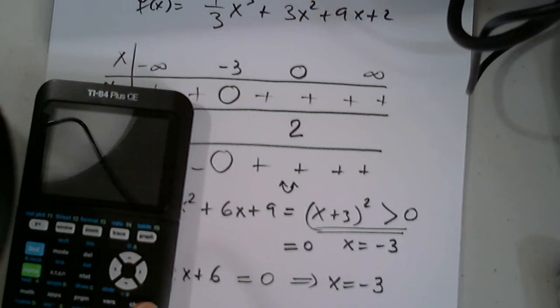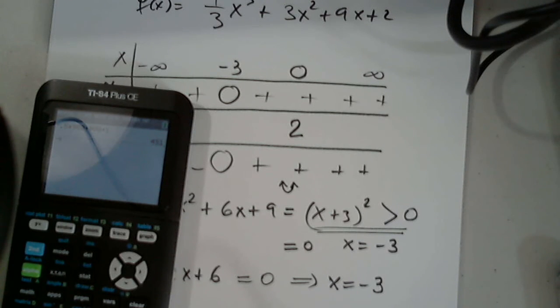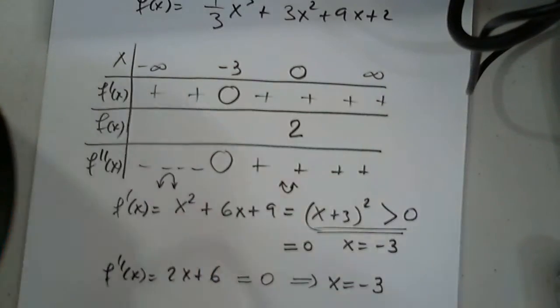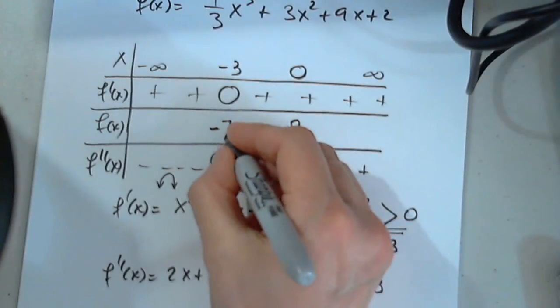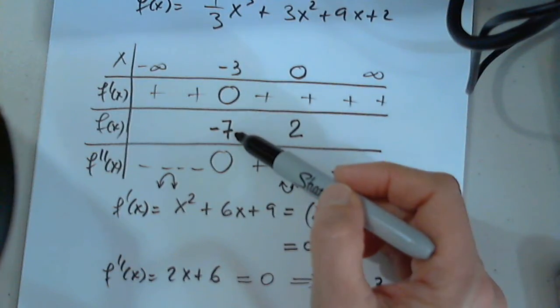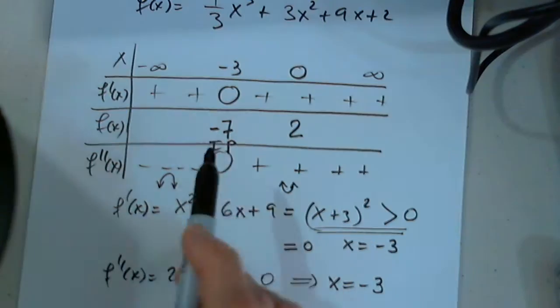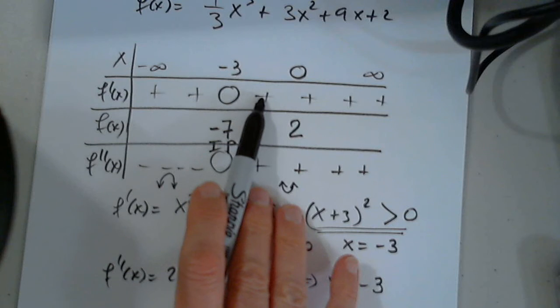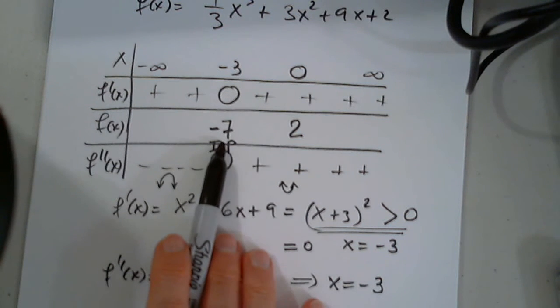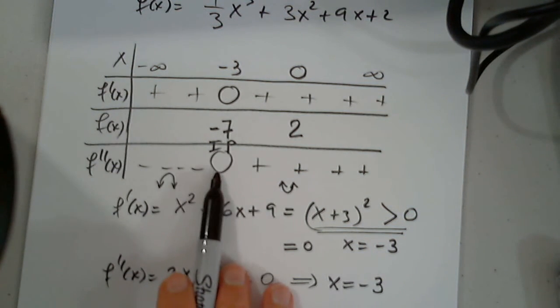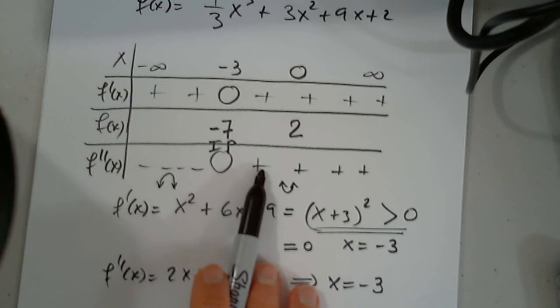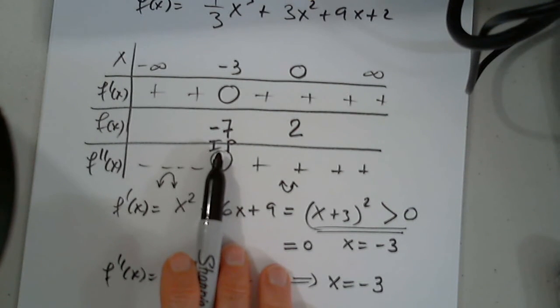When I plug in -3 in the function, let's see what we get. So -3 cubed is -27, so it will be -9, and then plus 27, minus 27, very nice, plus 2. Okay, so that's -7. I need a number here, because this point is an inflection point. The first derivative does not change sign, so it cannot be a local max or local min. But the second derivative changes sign, so it will be an inflection point.